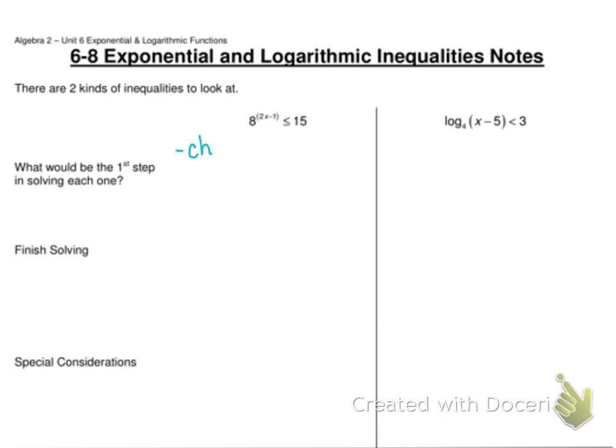And so the first step we would do to solve this, it would be to change to what form? It would be to change to logarithmic form, because remember, anytime we have a variable that's an exponent, we can change it to logarithmic form. So then we would have log base 8 of 15 is greater than or equal to 2x minus 1.